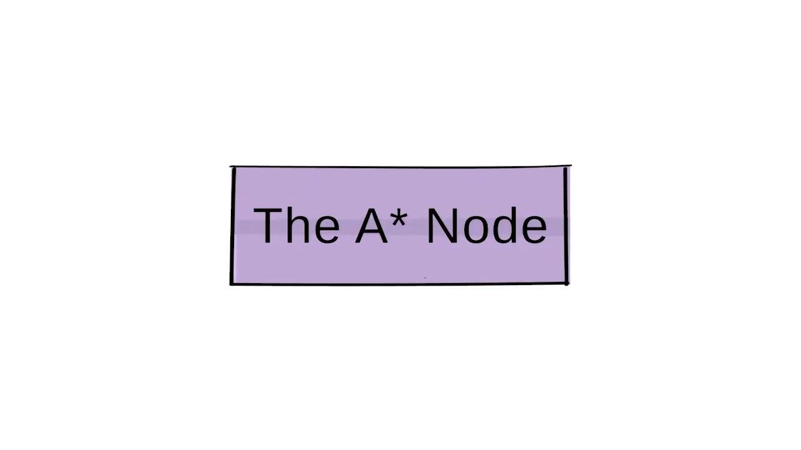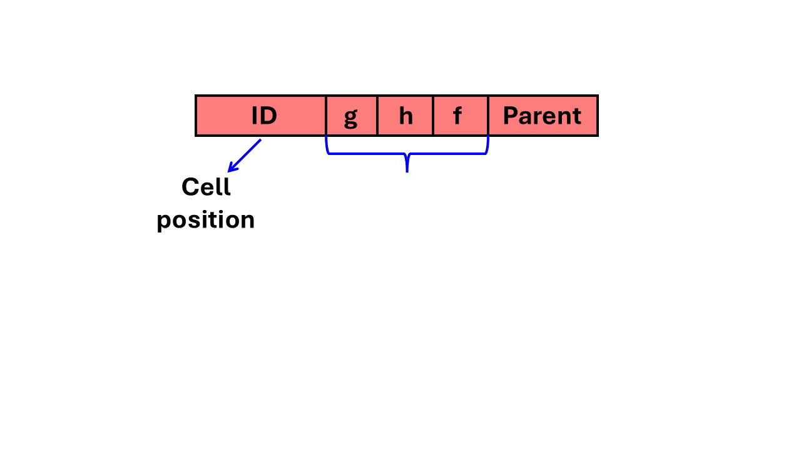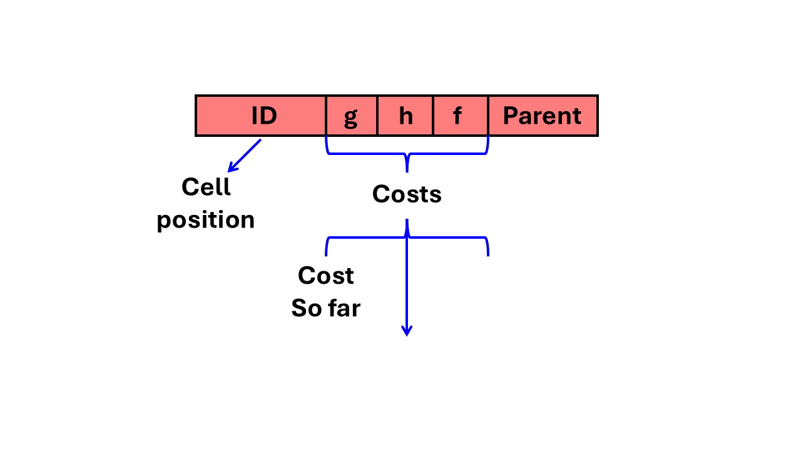But what exactly is an A-star node? Well, it consists of an ID, a G value, a H value, an F value, and a parent. The ID can be something as simple as the grid position. The G, H and F values are all costs. The G cost is the cost so far, and you can use the Euclidean distance to get an accurate distance. The H cost is the heuristic, or guess, as to how far away the target is. We can use something simple like the Manhattan distance for this.